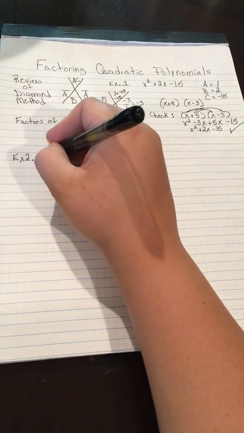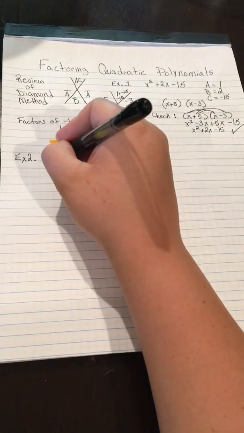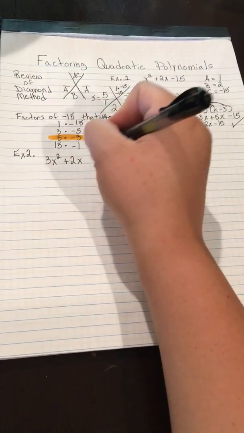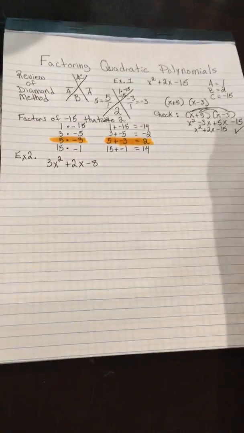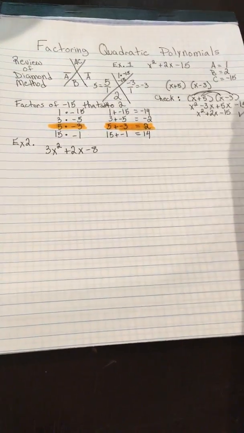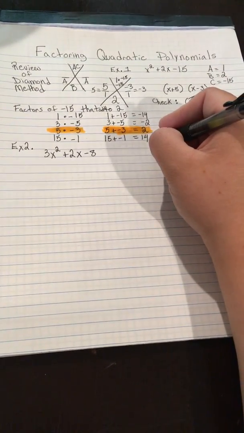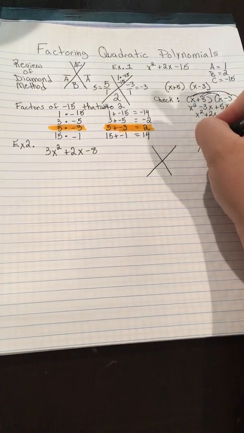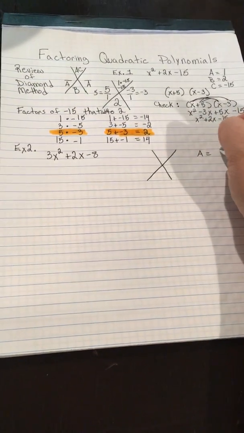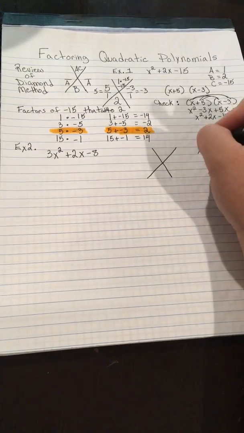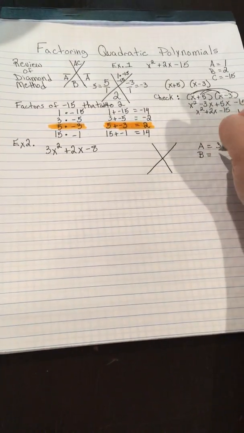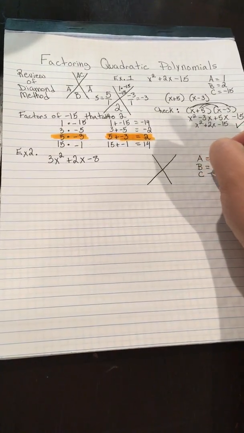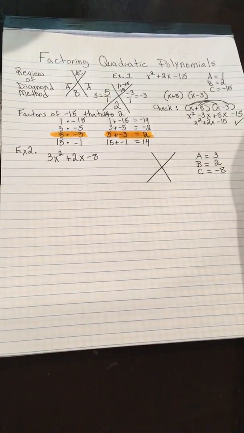So, example 2. This time, we have 3x squared plus 2x minus 8. Okay? We need to identify our A, B, and C again and draw out our diamond. So A, this time, is positive 3. B is positive 2. And C is negative 8.